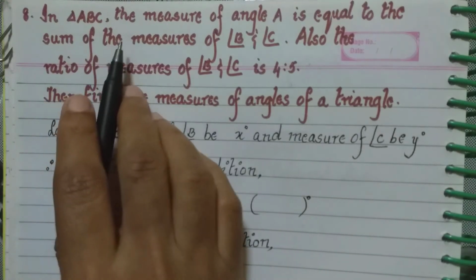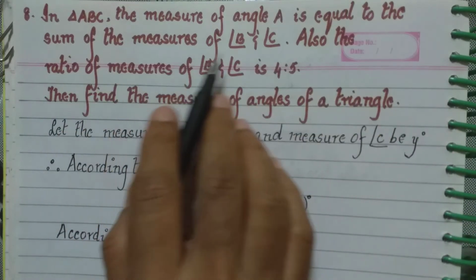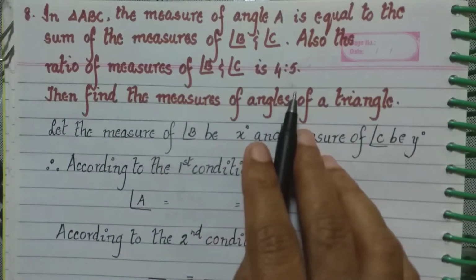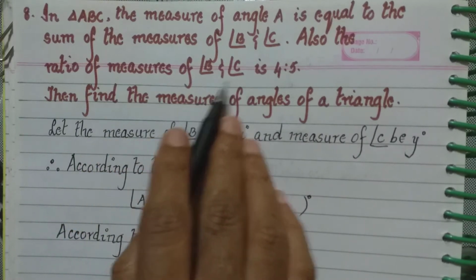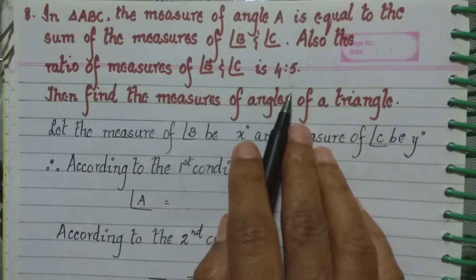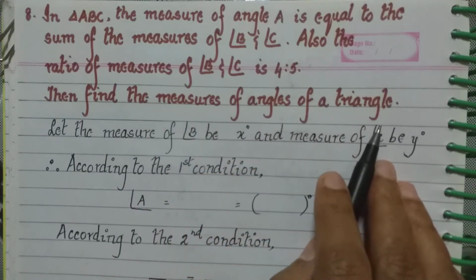Eighth question. In triangle ABC, the measure of angle A is equal to the sum of the measures of angle B and angle C. Also, the ratio of measures of angle B and angle C is 4:5. Then find the measures of the angles of the triangle.